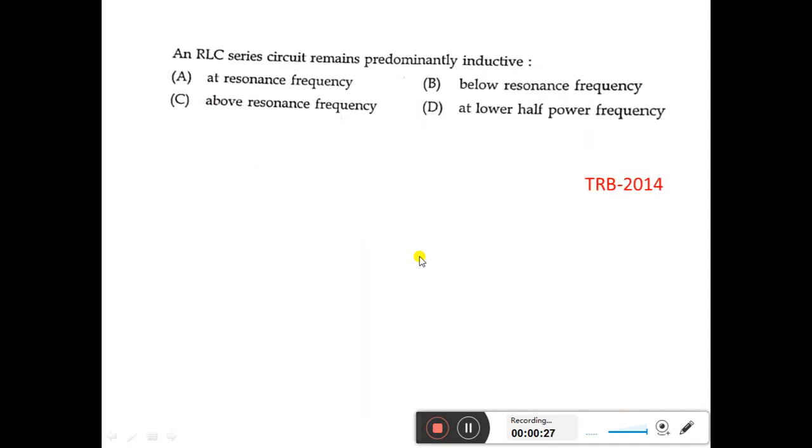First question, this question was asked in Teacher Recruitment Board 2014. The question is, an RLC series circuit remains predominantly inductive. The options given: A, at resonance frequency; B, below resonance frequency; C, above resonance frequency; D, at lower of power frequency. We will say the answer.